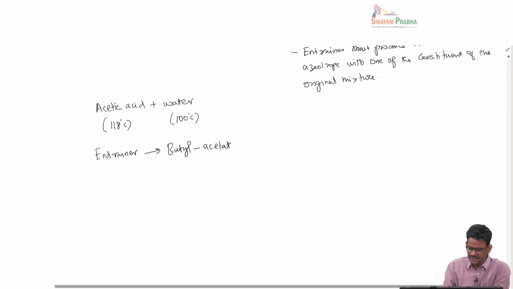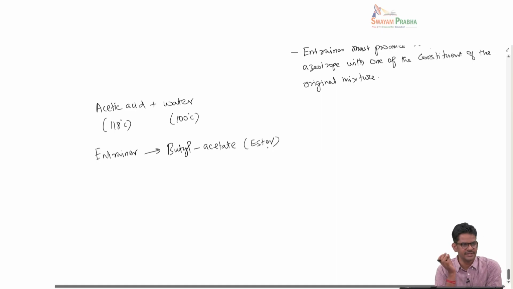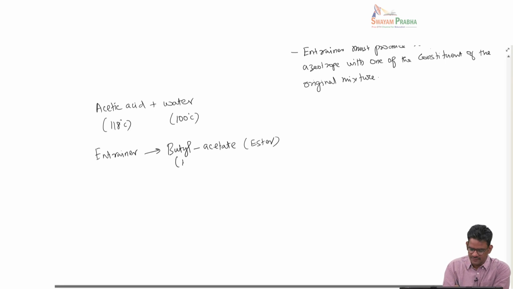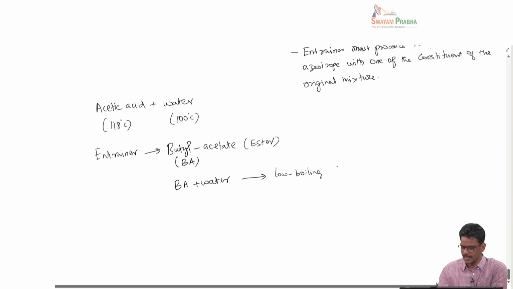So butyl acetate is an ester. This is an entrainer, and this butyl acetate is actually very sparingly soluble in water. That means if I have butyl acetate in water, it will phase separate. They are not miscible. They have very low solubility. The second is that butyl acetate and water form a low boiling azeotrope. So in short, I will use BA for butyl acetate. Butyl acetate plus water forms a low boiling azeotrope.